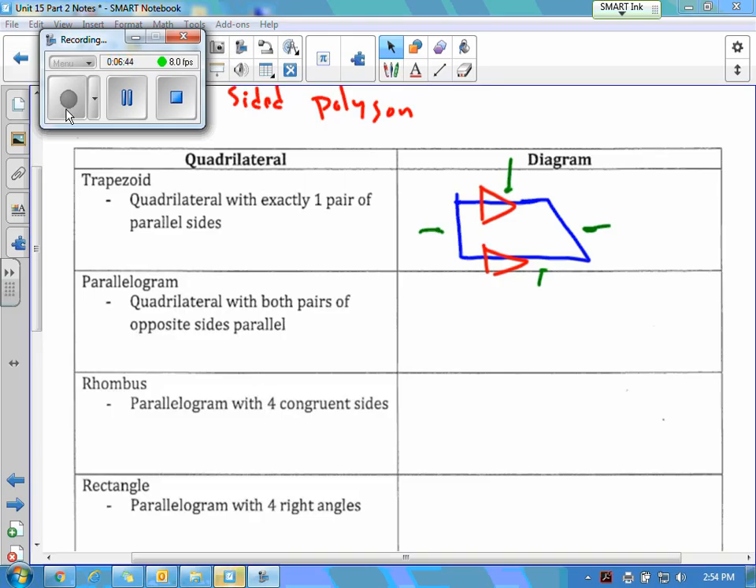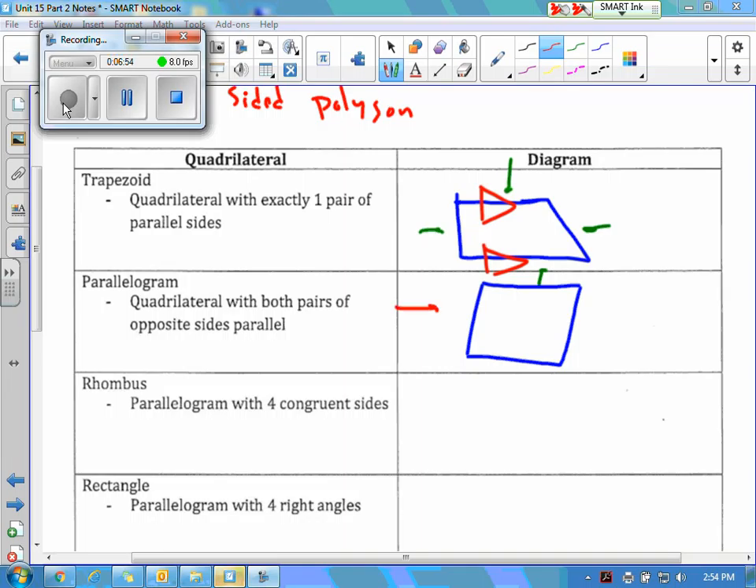Next up is a parallelogram, which is a quadrilateral with both pairs of opposite sides parallel. Okay, so again, imagine that I drew that better, but the point is that the left and the right are parallel to each other, and the bottom and the top are parallel to each other. Obviously, all four can't be parallel because they close up, but both pairs are parallel. The next one is a rhombus. A rhombus is a parallelogram with four congruent sides.